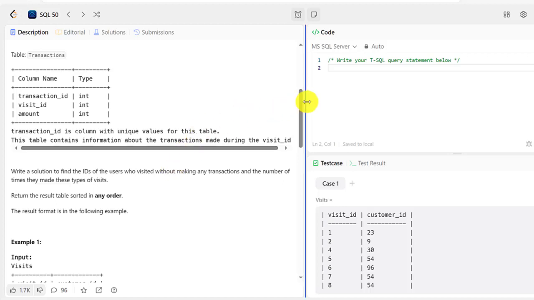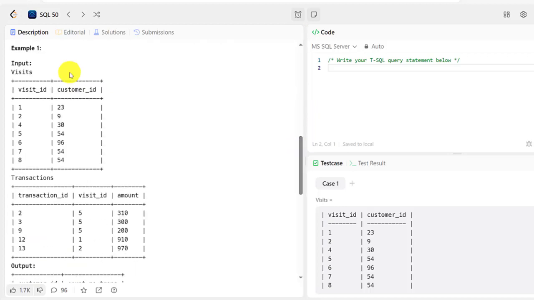So let's take one example here. So this is the input. So in the visits table, we have all of these visit IDs and we have these customer IDs. And the transaction table has the transaction ID, the visit ID. So we can tie this to the visits table using the visit ID. So we can just join these two tables on this key, visit ID. And then it also shows you for the transaction they had, what is the amount, for example, $310, $300. So let's take a look.